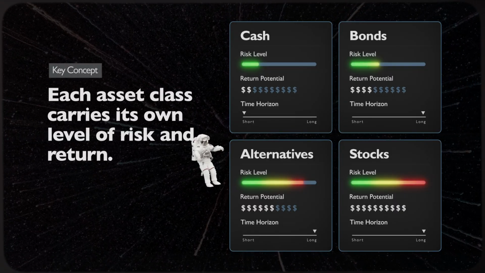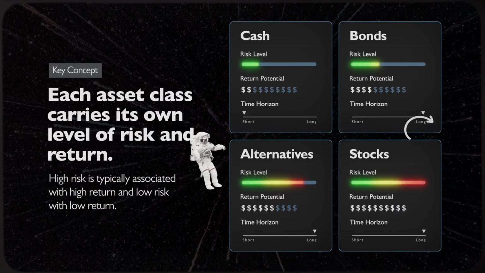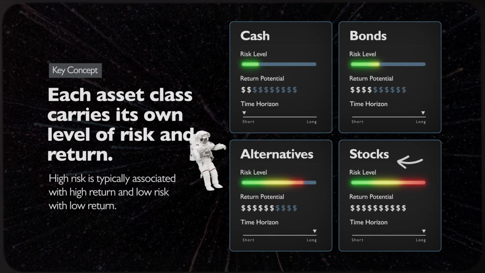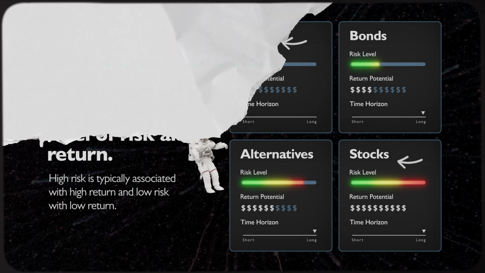By now, you've likely noticed that each asset class carries its own risk and return characteristics. The level of anticipated return is typically commensurate with risk. The higher the risk, the higher the expected return, and vice versa. The lower the risk, the lower the expected return.